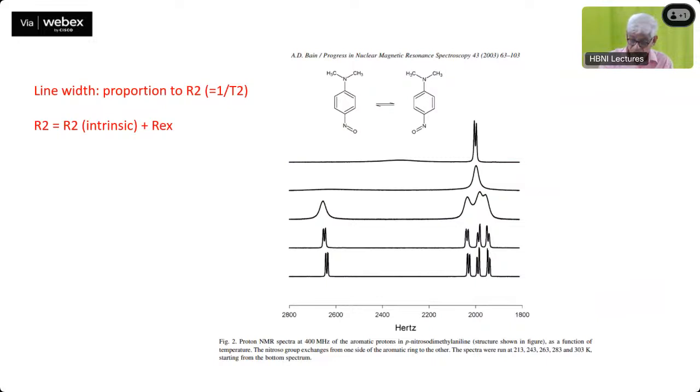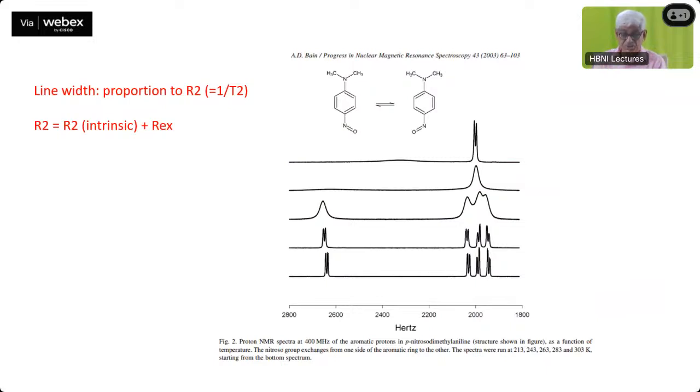So what is shown here is the 400 megahertz spectrum of the aromatic protons, not of the methyls, in para-nitroso dimethyl aniline as a function of temperature. The temperature is increasing here. Run at 213, 243, 263, 283 and 303.